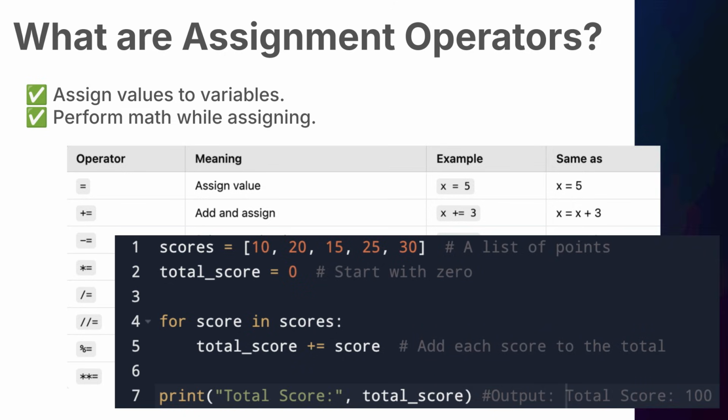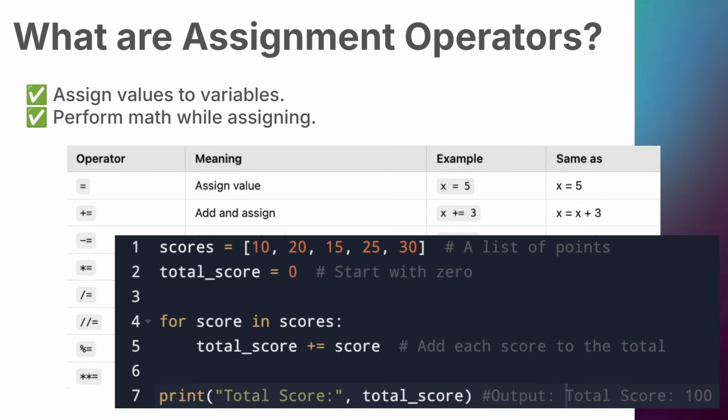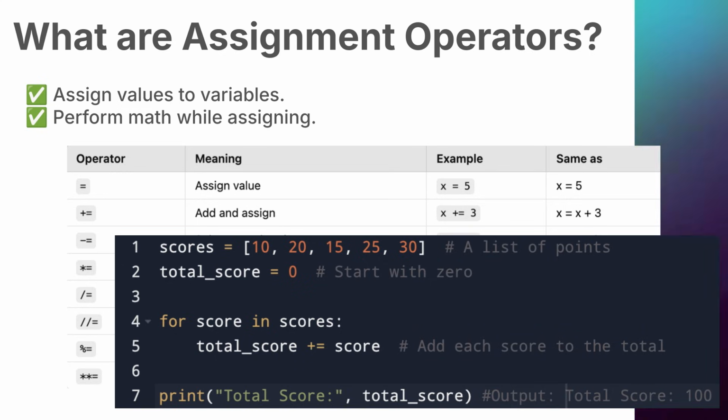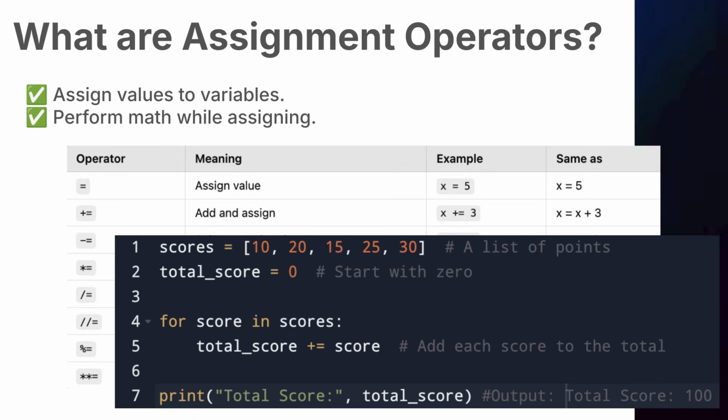For example, imagine you're collecting points from a list of scores. Now you have a list of points. The total score starts with 0. Each time the loop runs, it adds the current score to the total. After the loop finishes, you get the total. In this case, the total score is 100.